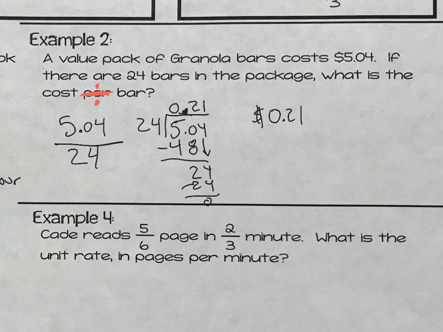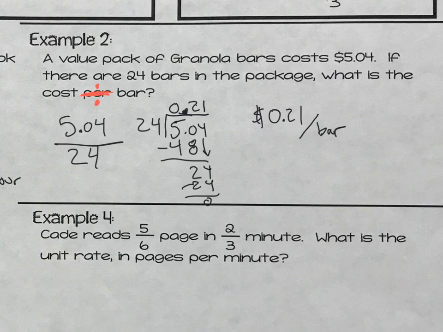So my price is 21 cents, and then per bar. So I can just go like this, per bar. Okay, because what I'm saying is $0.21 per bar. So go ahead and finish writing that down if you didn't catch all that.